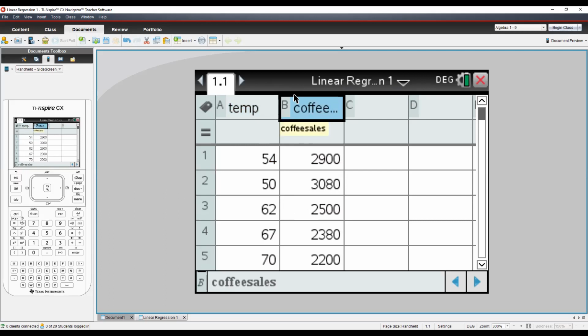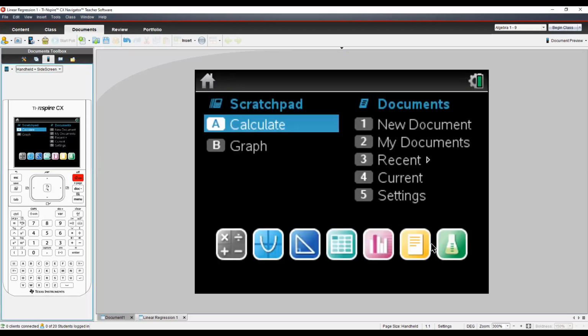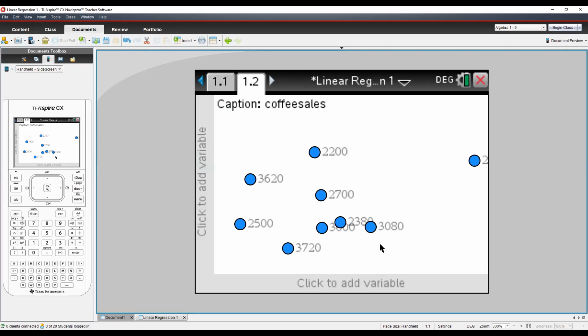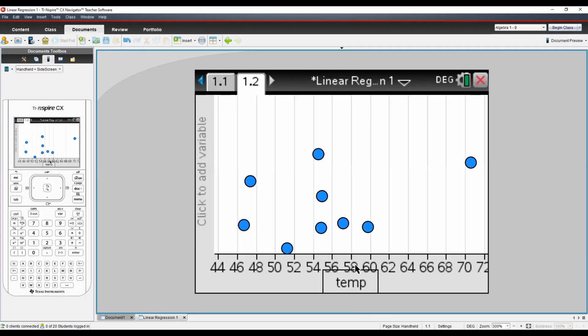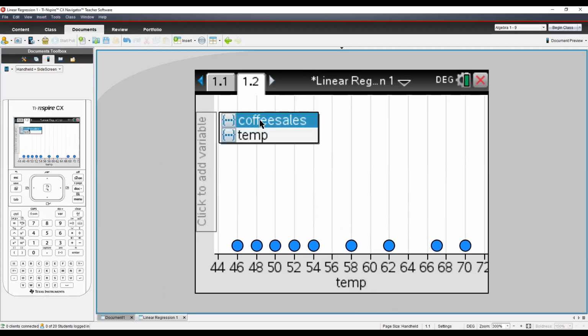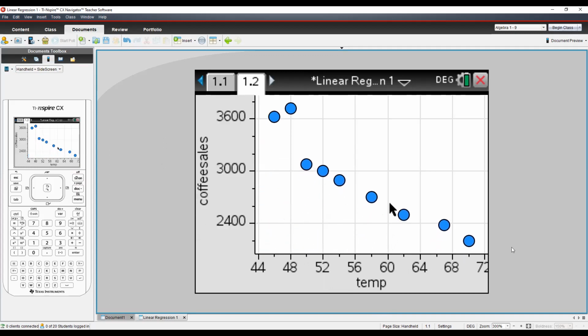Now I'm going to show you how to do this 2 ways. Originally, in the beginning of the year, I showed you how to come up with regression equations this way. I would tell you to go back to the home screen, then go to the data and statistics page, and down at the bottom enter the X value, which is temperature, and then the Y value, which is coffee sales. Here is what the data looks like. It's not a straight line, it's not a curved line, but this is going to be linear.